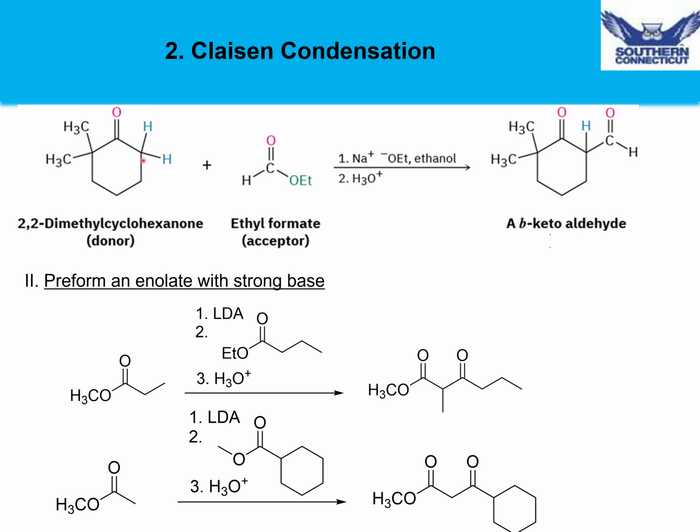Here's an example of a Claisen-like reaction involving a ketone and an ester. The ketone has alpha hydrogens, so when we add base, one of those alpha hydrogens will be removed to form an enolate. That enolate will then react with ethyl formate. Note that ethyl formate does not have alpha hydrogens, and so it can't form an enolate. So once the enolate of the ketone attacks the ester, it eliminates the leaving group, and you'll end up with this beta keto aldehyde.